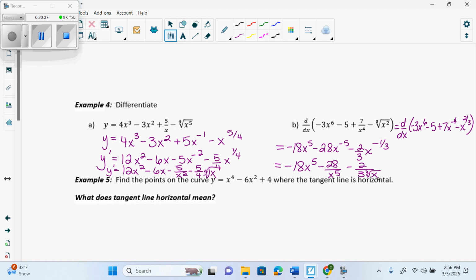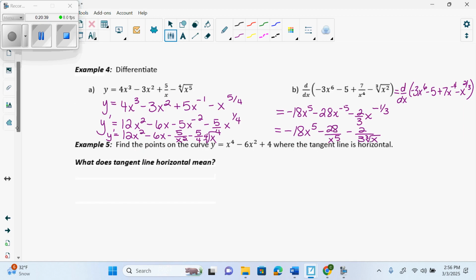Yeah. All right. This one comes up a lot and people forget about it. So here it says, find the points on the curve y equals x to the 4 minus 6x squared plus 4, where the tangent line is horizontal. Tangent line is horizontal. What the heck does horizontal mean? And everyone forgets about these. What does horizontal mean? Last row.